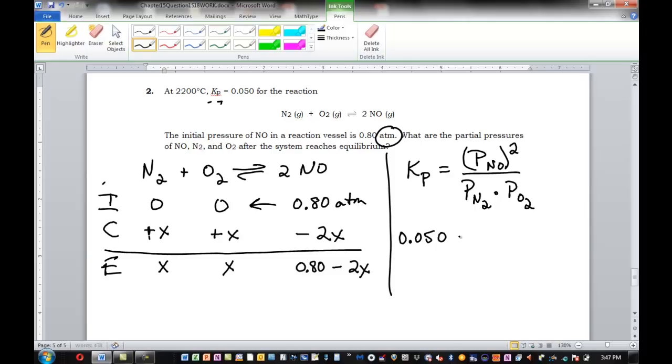0.05 is equal to (0.8 minus 2x) squared over the pressure of N2, which is x, times the pressure of O2, which is x, so x times x, x squared. All right. Now we look at this equation.